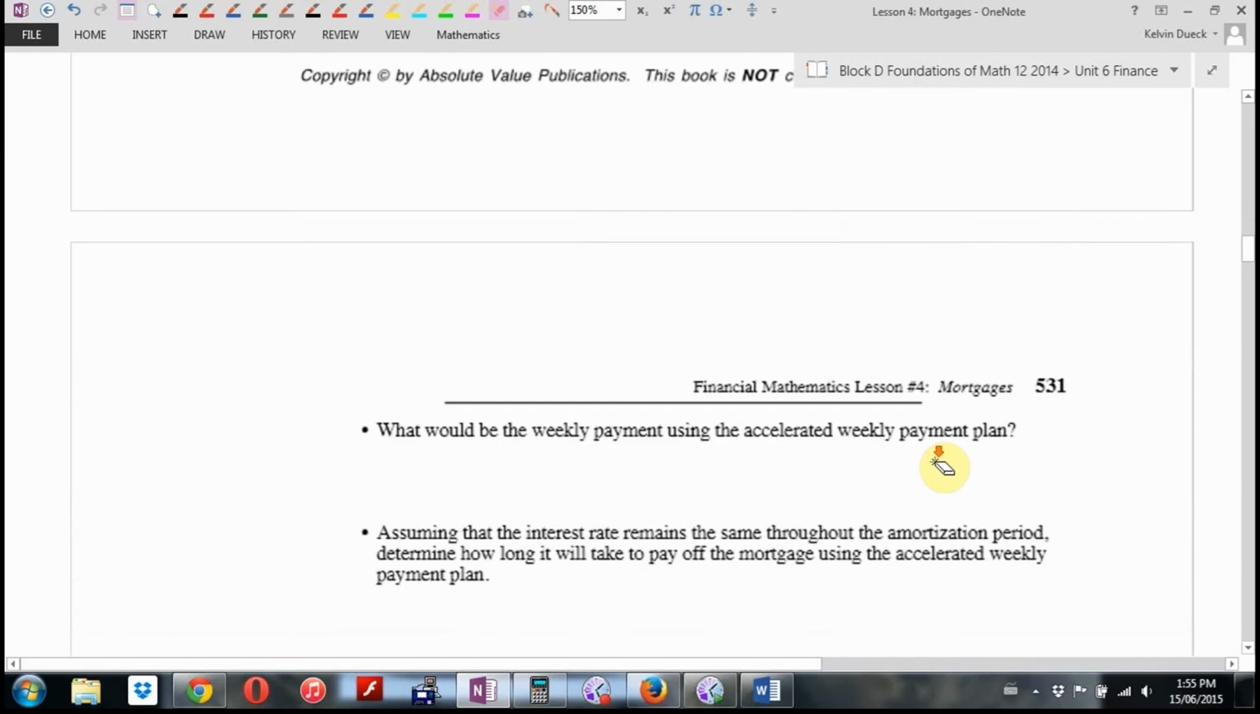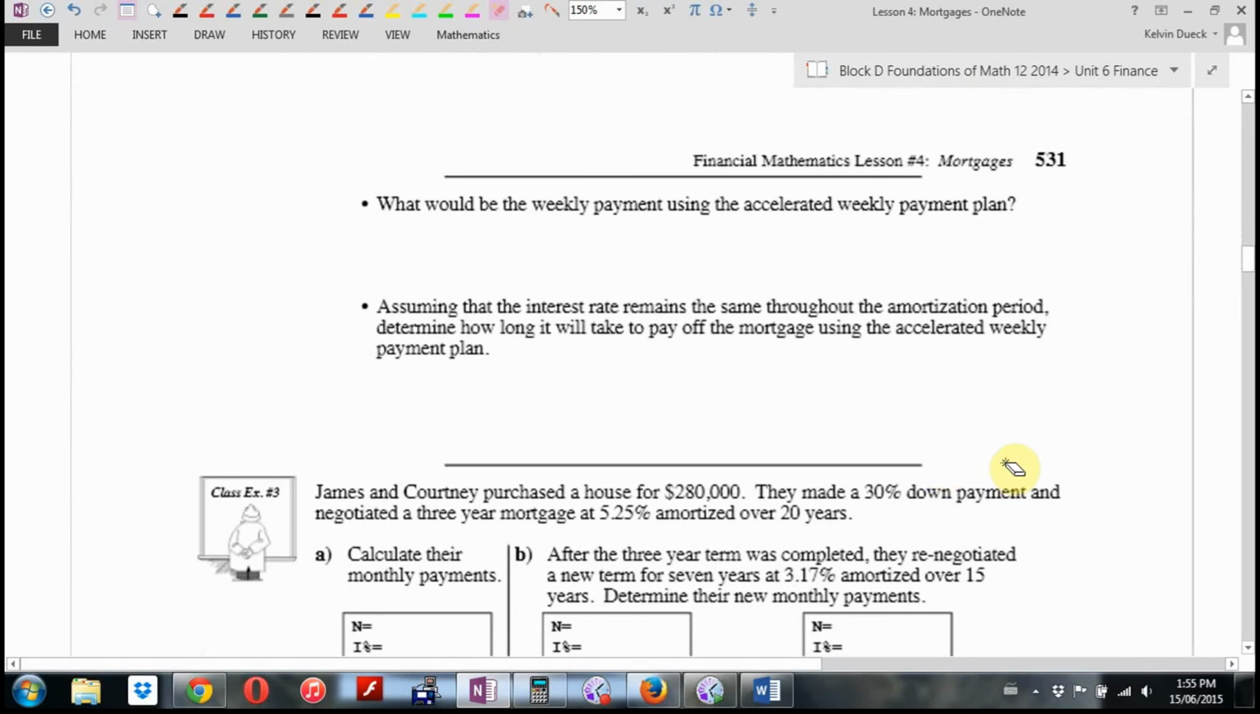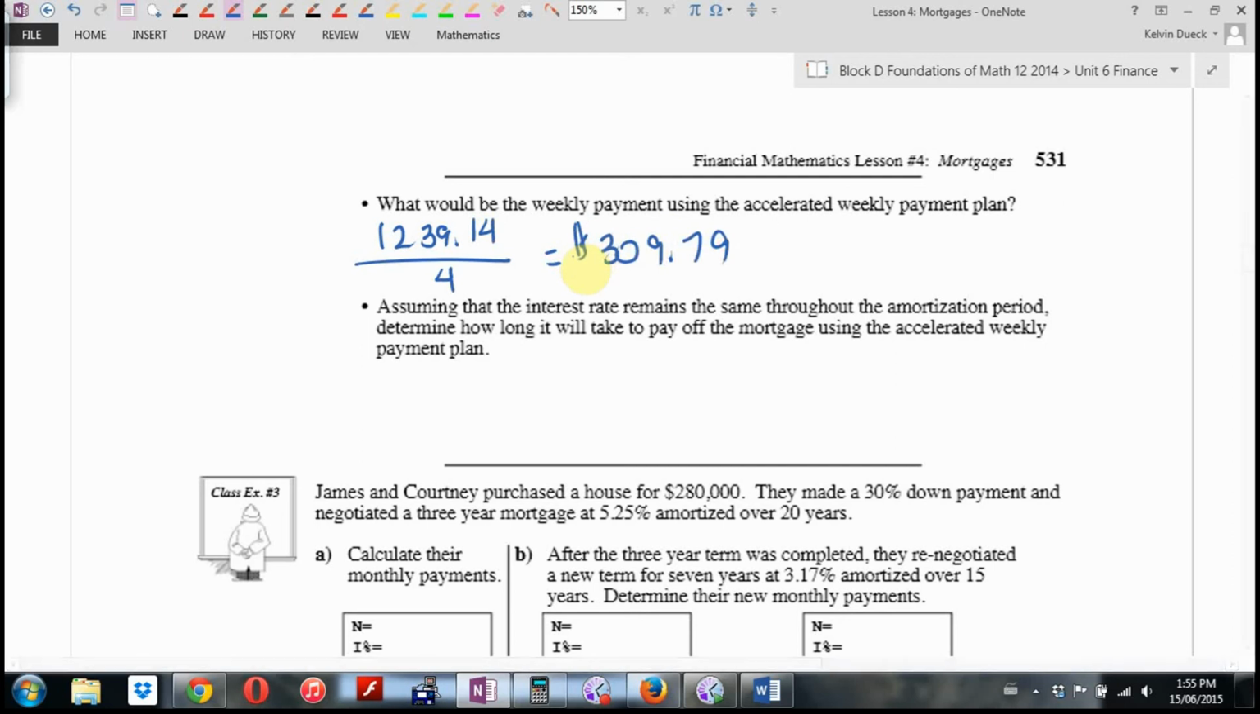I'm not going to do a long explanation. Instead, what would the weekly payment be using the accelerated weekly payment plan? It would be the monthly payment divided by 4, which I think is $309.79. Weekly is your best option if you can afford it. But if you can even take your monthly payment and say, I can split that into 4 chunks, well, it would look something like this.